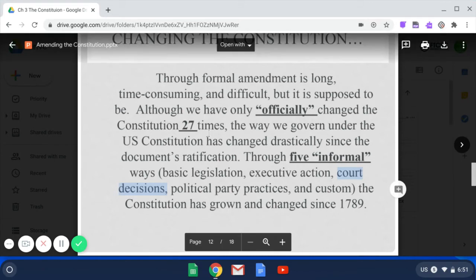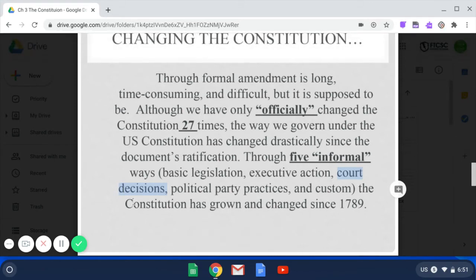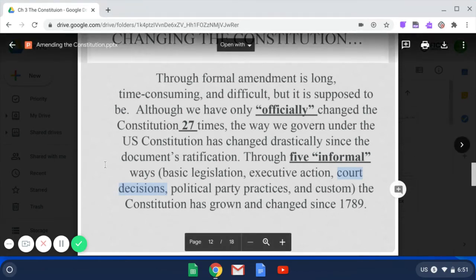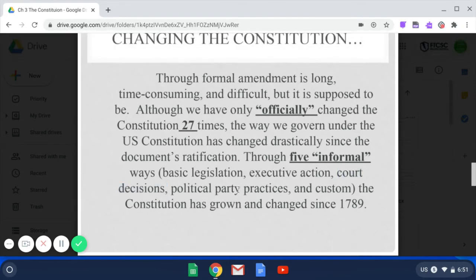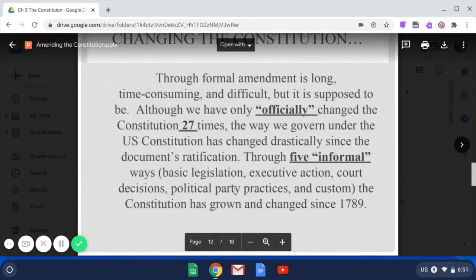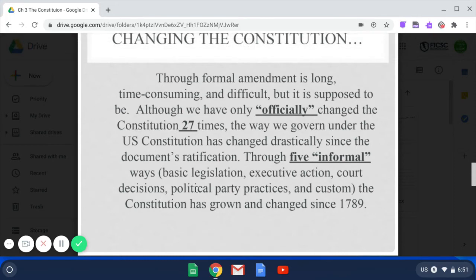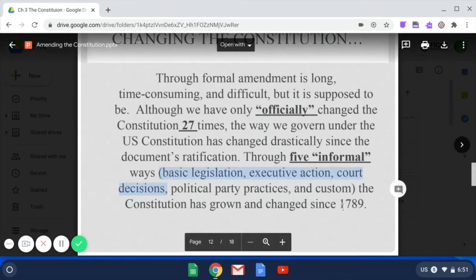Although it's not officially stated in the Constitution, it is now law because of that ruling. Then you have political party practices and basic customs. Out of these, most changes would happen in the first three items: legislation, executive action, and court decisions.